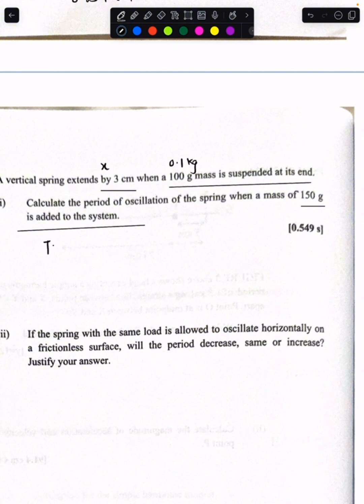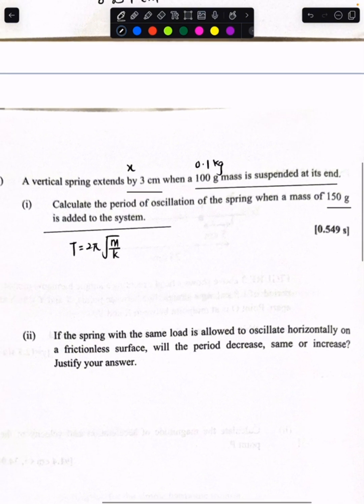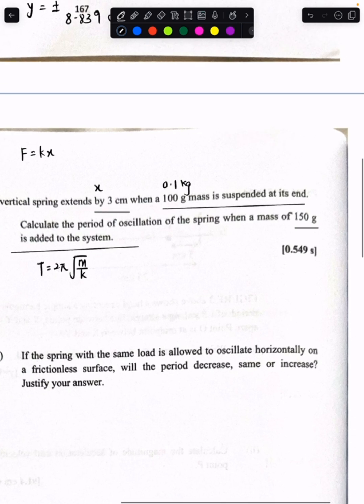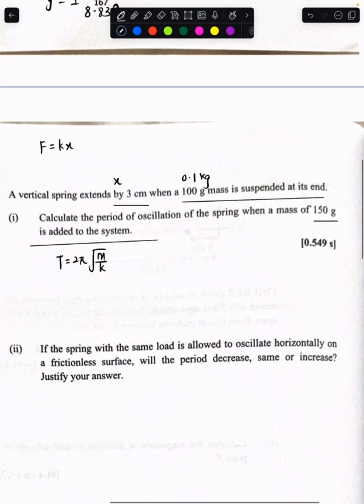First of all, we know that the formula for the period of oscillation of the spring is T equals 2 pi square root of m over k, where m is the mass and k is the spring constant. So how can we find that? They already give us the extension of the spring, so there's a formula called F equals kx. Okay, so we have the force, so we can draw the whole thing first.